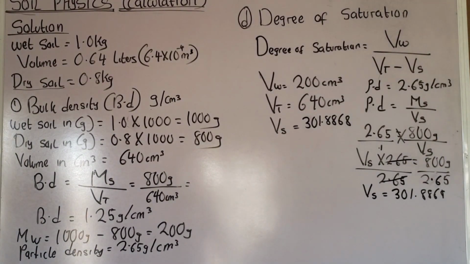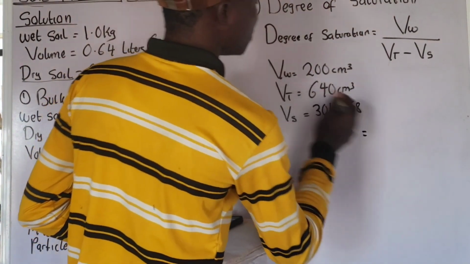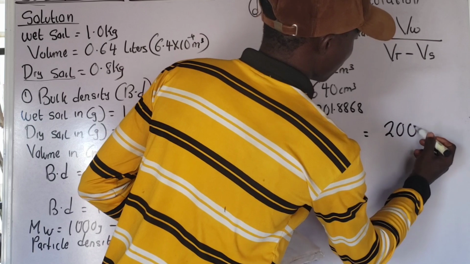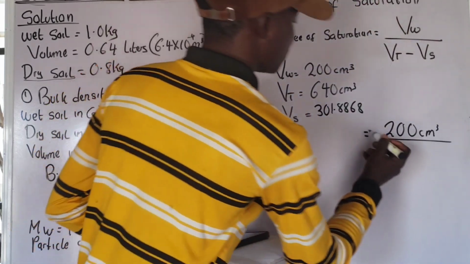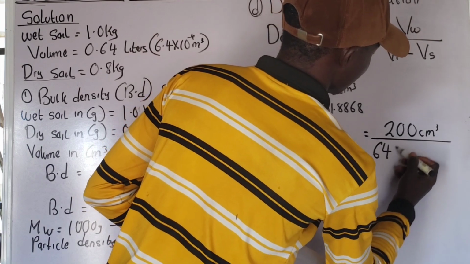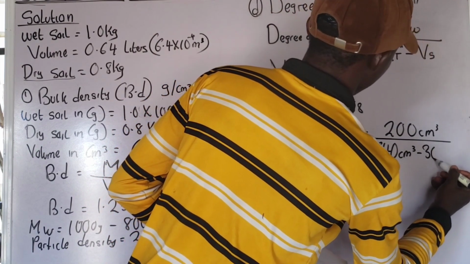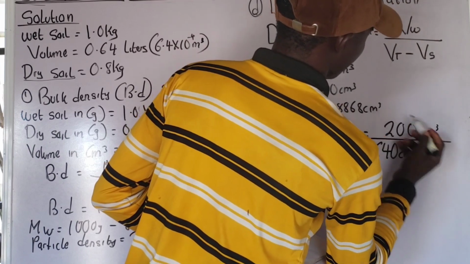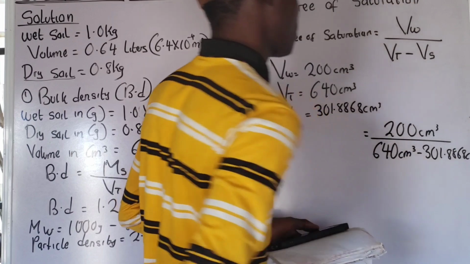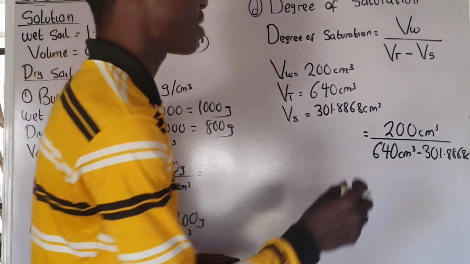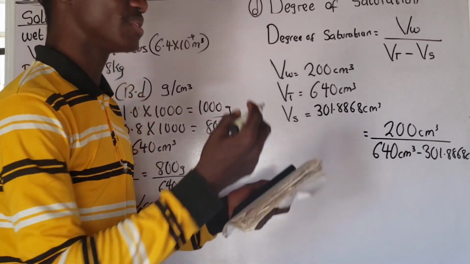You understand? The degree of saturation will be equal to the volume of water, which is 200 centimeter cube, all over the total volume, which is 640 centimeter cube minus 301.8868 centimeter cube. Let me quickly give you a hint. You can approximate to 2 decimal places. You understand? It's because I'm teaching you. That's why I leave it at 4 decimal places.